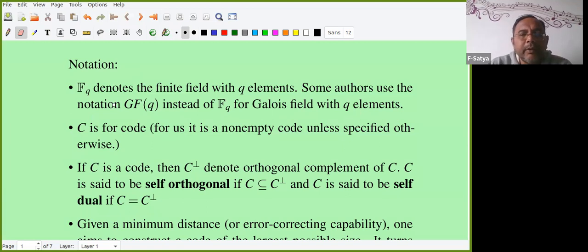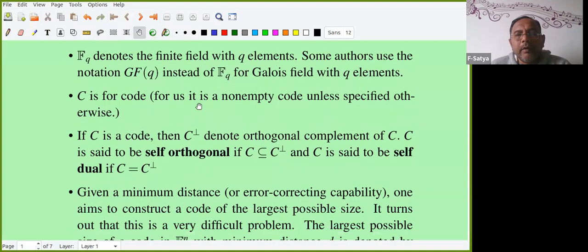Now a code is said to be orthogonal if C is contained in C perp. What is C perp? It is the orthogonal complement of C, and C is said to be self-dual if C equals C perp. What is C perp? All the vectors which are orthogonal to each and every vector in C.